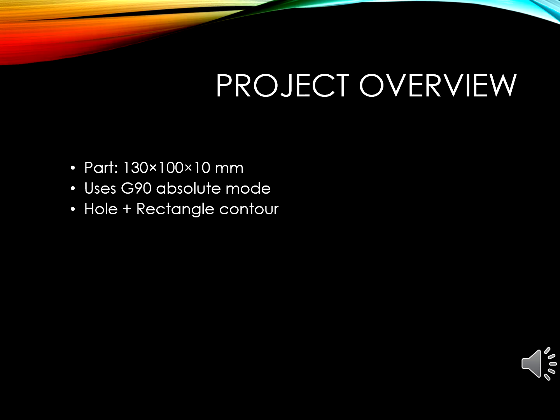We will write the G-code in absolute mode, also known as G90. In absolute mode, all X and Y positions refer to one specific reference point, which we call the workpiece 0. The purpose of this lesson is not only to create the correct code, but also to help you understand how and why each command is used during machining.